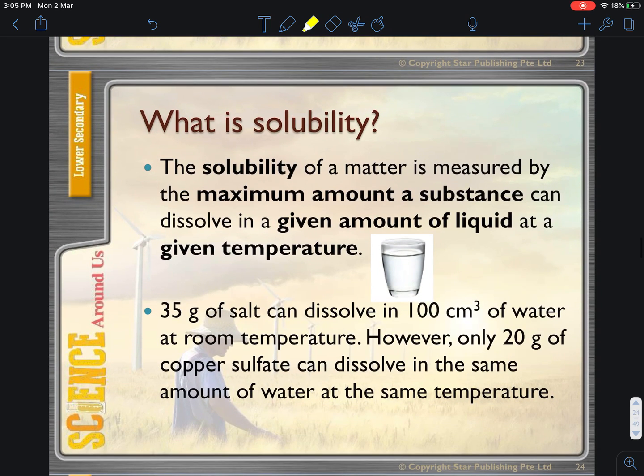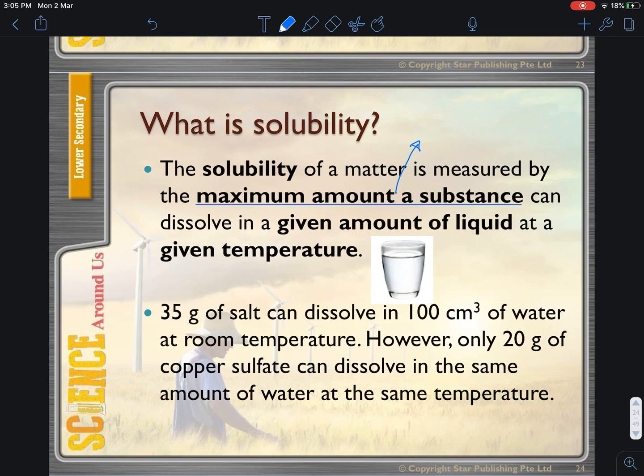Now, the third property is solubility. The solubility of a substance is measured by the maximum amount a substance can dissolve in a given amount of liquid at a given temperature. Let's break all these things down into smaller bite-sized understanding. The maximum amount of a substance is usually talking about the weight of the solid that you use.